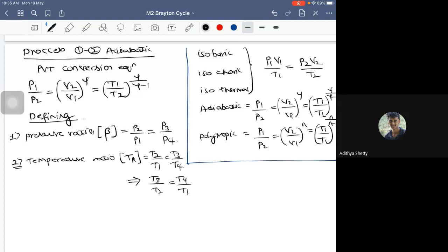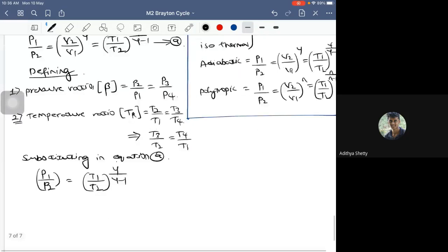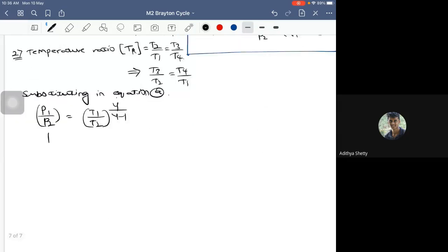Okay. So now I would be calling this particular equation as equation number A. Substituting in equation A, what are you going to substitute there? You have P1 by P2 equals T1 by T2 whole to the power of gamma divided by gamma minus 1, isn't it? Now, P2 by P1 is beta. So what is P1 by P2? 1 by beta.